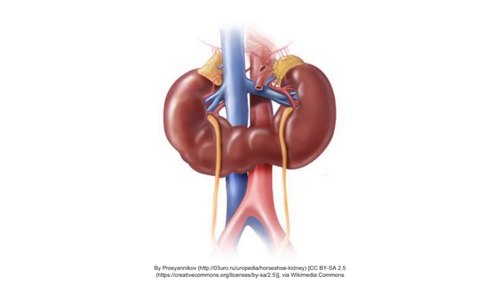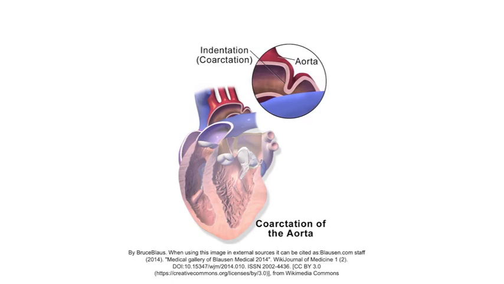This is a figure of a horseshoe kidney. Notice that the left and right kidneys are fused together, resulting in a U shape that looks kind of like a horseshoe. This is a figure showing coarctation of the aorta. You can see that the aorta is indented right here.